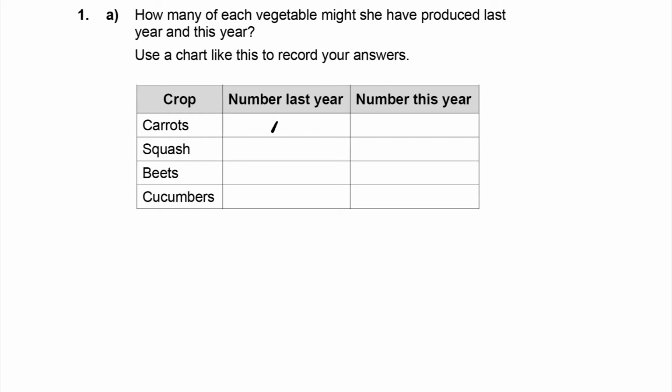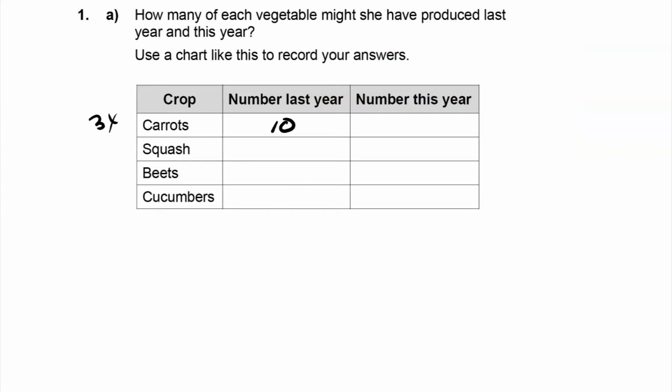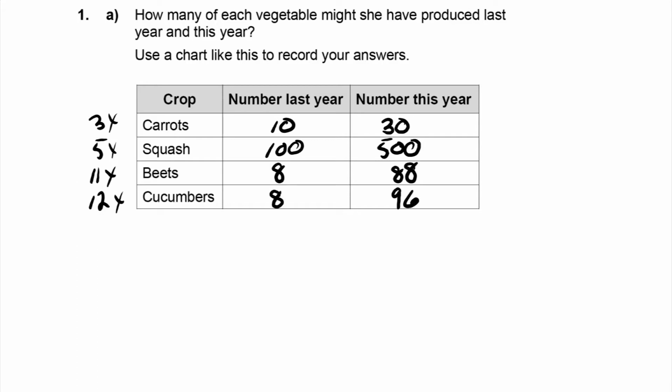So let's say that she had just 10 carrots. If we go back to the question, it says there's 3 times as many carrots, 5 times as many squash, 11 times as many beets, and 12 times as many cucumbers. So if there's 3 times as many carrots this year, that means there will now be 30. If she had 100 squash, now she would have 500 squash. If she had 8 beets, now she's got 88 beets. If she had 8 cucumbers, now she has 96 cucumbers.